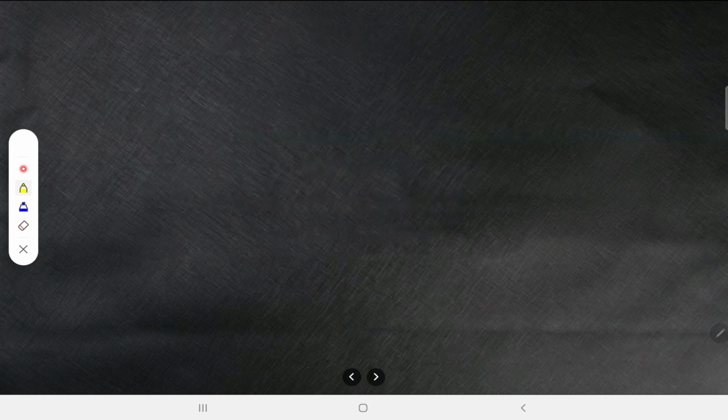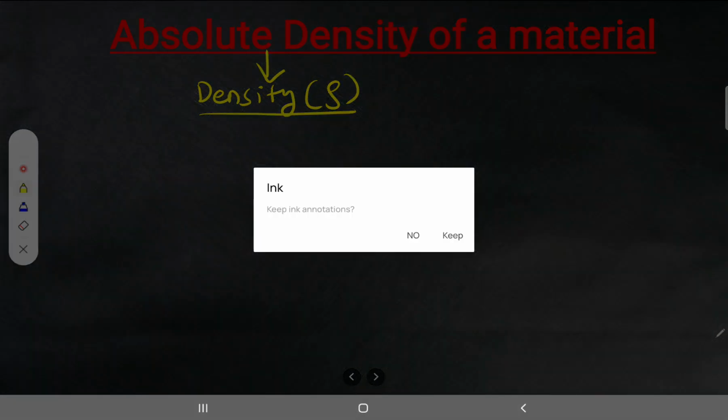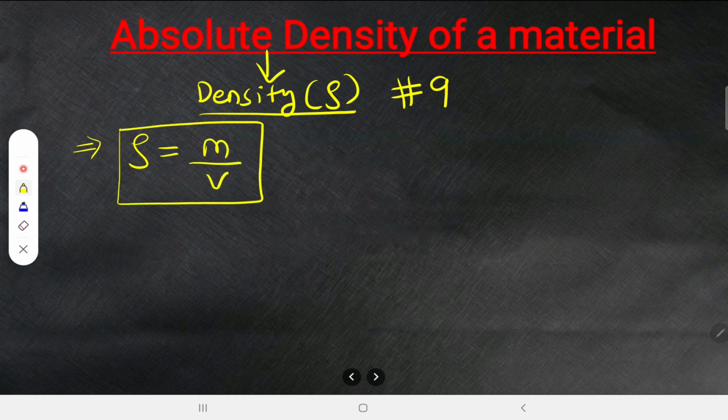Let's get started. Now, what is the meaning of the absolute density of a material? Absolute density is nothing but just density. You can just call it density also. All right. The symbol for density is rho. If you don't know what density is, then go back to the previous videos and learn about that. You can go back to the 9th video and study density in detail. Just to give you a simple idea, density is equal to mass divided by volume. You know about this. The unit will be kg per meter cube.